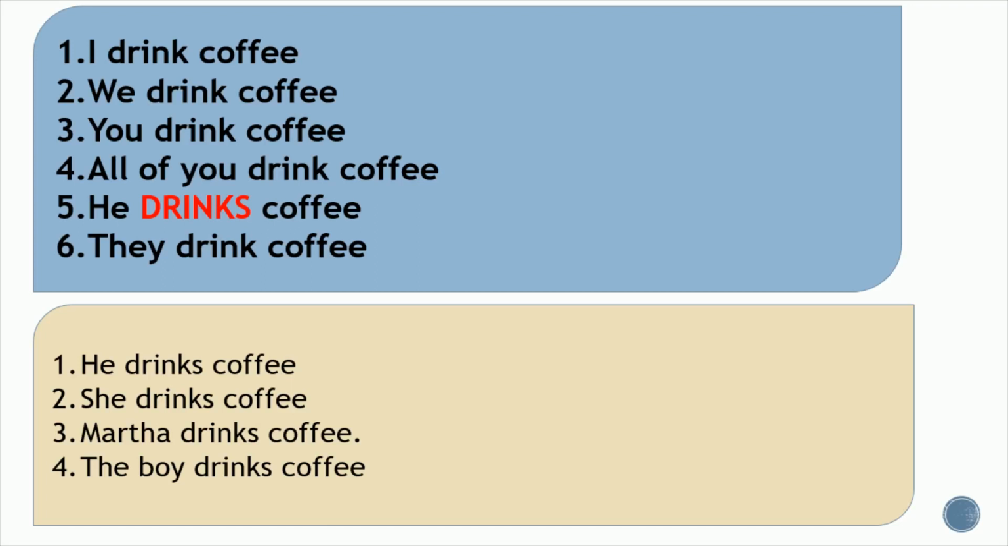We drink coffee. We, first person plural. First person plural will also not take S with the verb. So we drink coffee is the right sentence because there is subject verb agreement. You drink coffee. In this sentence also, the subject you and the verb drink agree with each other. There is subject verb agreement. All of you drink coffee.